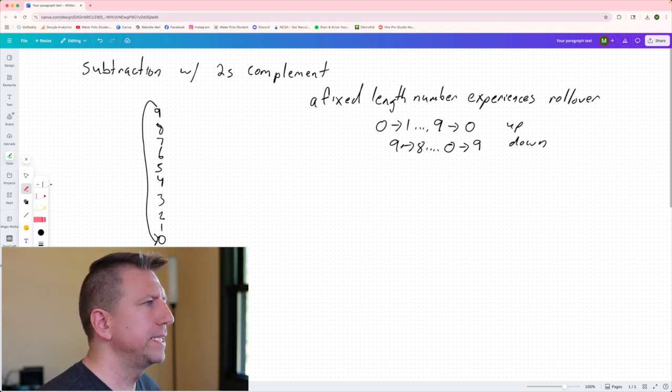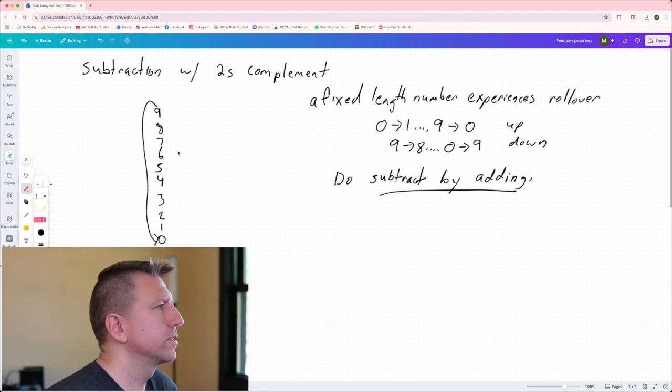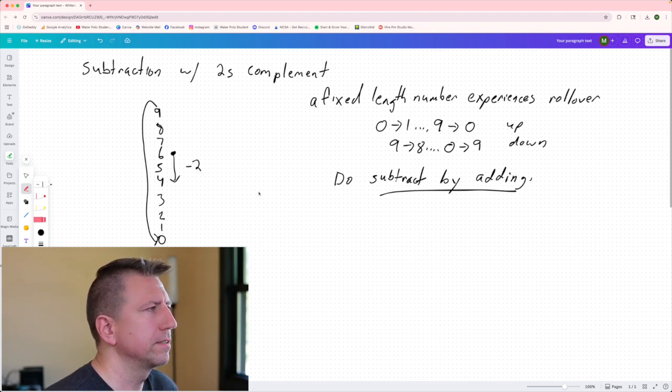So we can use this fact to do subtraction by adding. And we do that with 2's complement. So let's take a look at how this works. Say I started with the number 6, and I wanted to subtract 2, minus 2. That would take me to 4, right? So we go from 6 to 4.